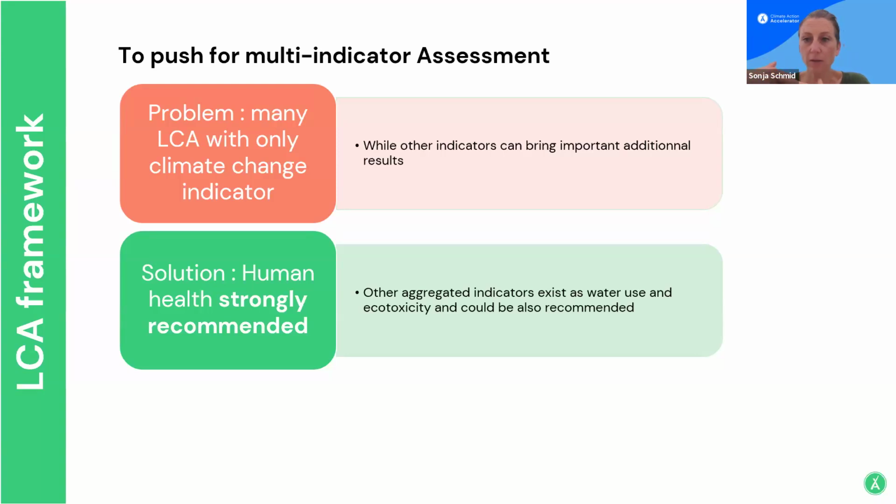So what we propose, and the document is really open for comments, and we'll show the link to the public consultation in a second. So this is what, after this discussion and with the experience from previous projects, we would propose to always request climate change and human health as the indicators that are requested in LCAs, and then other aggregated indicators like water use and ecotoxicity to be recommended. And if an organization would like to add additional indicators, they are of course free to do so, but at least there would be a joint basis.